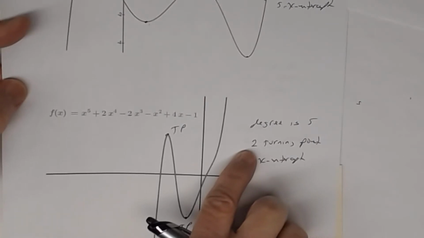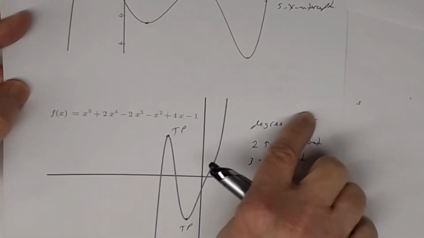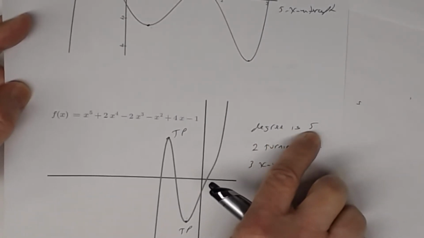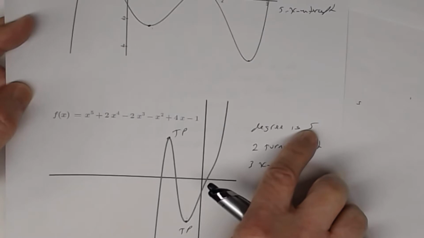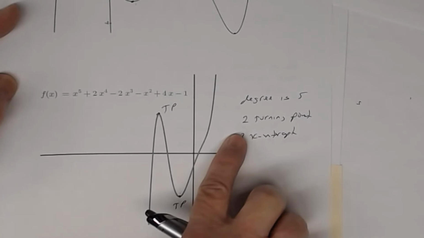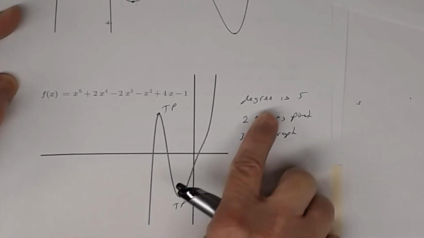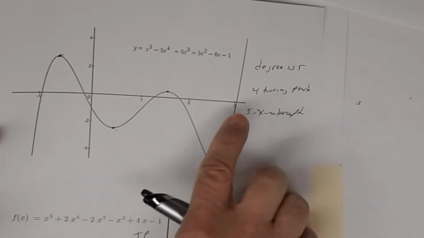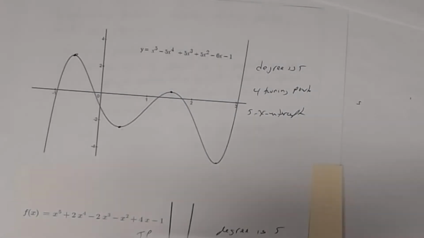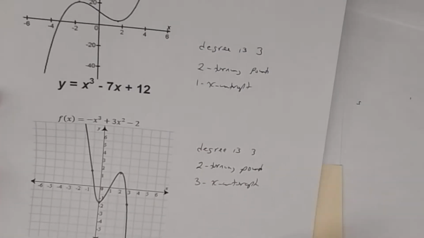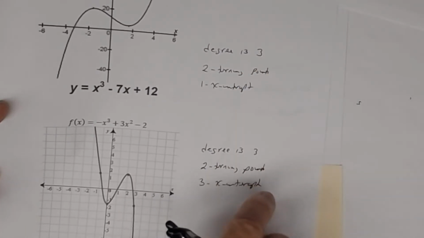So the number of turning points is at most 1 less than the degree. So the degree is 5, 1 less than 5 is 4. So the maximum number of turning points you can have is 4. This had 4, this had 2. You cannot have 5, you cannot have 6, you cannot have 7, and so on. The maximum number of turning points is always 1 less. In this case, it was 2. In this case, it was 4. For a cubic, in both cases, 2 turning points. But the maximum you can have is always 1 less.